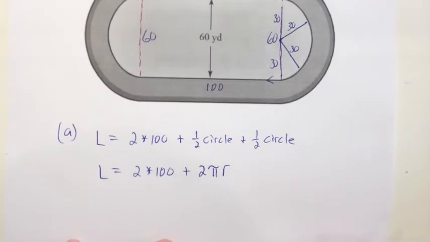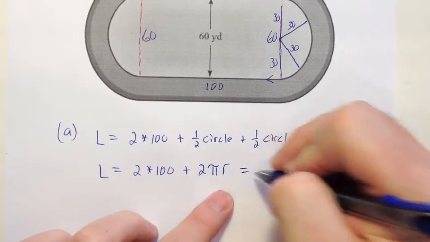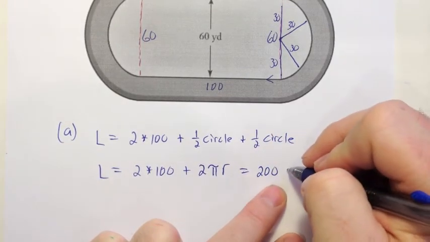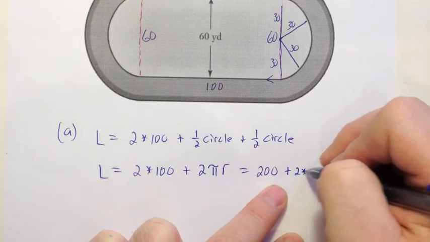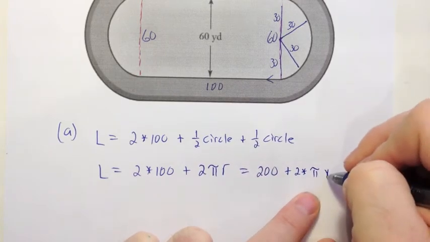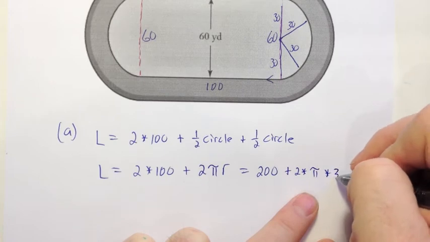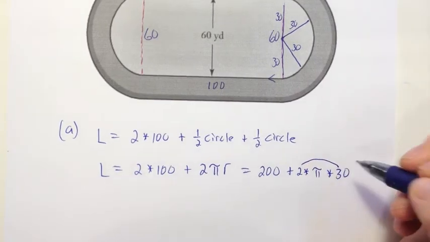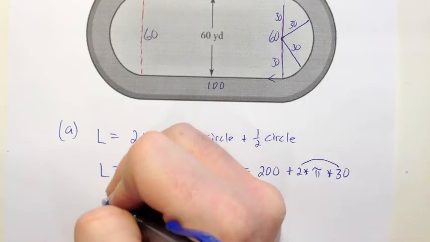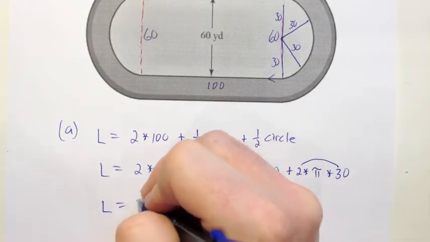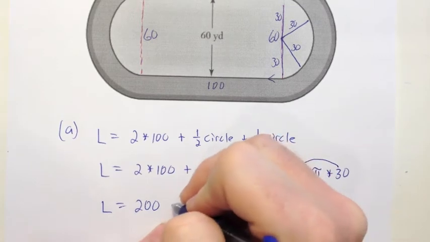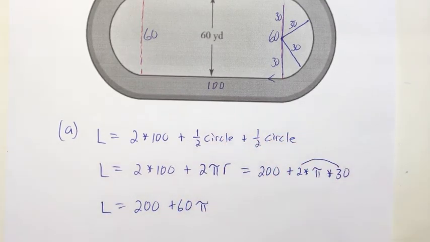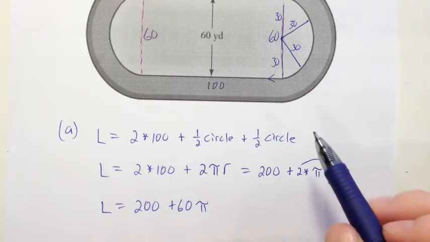So let's plug that in, and we would then have 2 times 100, so 200, plus 2 times pi times the radius, which we just figured out was 30. If I wanted to simplify that a little, I could do the 2 times the 30 is 60, and say that the length ends up being 200 plus 60 times pi. And if we were doing this in a pure math class, we'd probably leave it that way because it's exact.